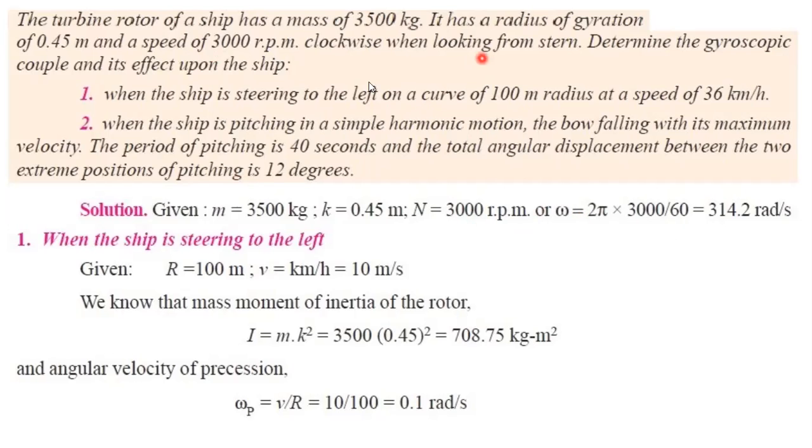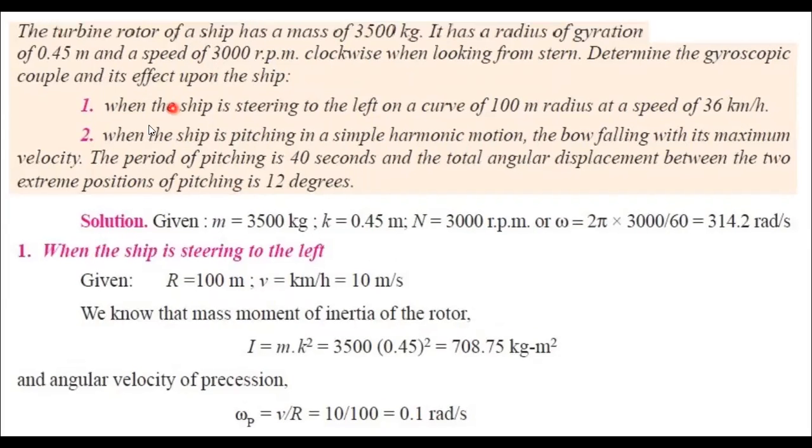When looking from the stern, the rotation is clockwise, so just make a note of it. Determine the gyroscopic couple and its effect upon the ship. They have given two cases, so we'll see them one by one. The main thing is we need to know from where we are seeing and in what direction the rotor rotates. These two conditions are very, very important.